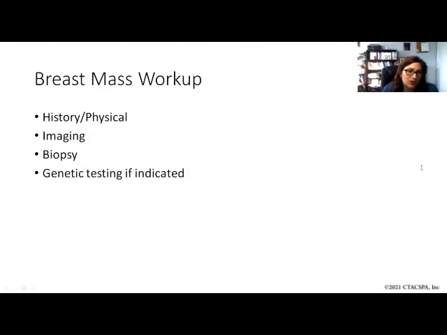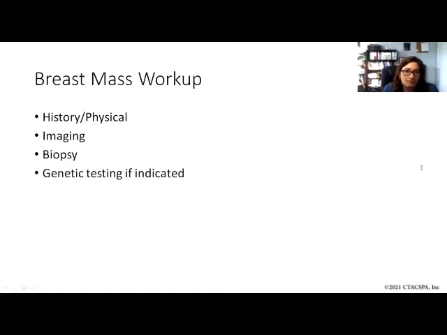Furthermore, in your history, you want to ask for risk factors, pregnancies, age of menarche, basically duration of unopposed estrogen, and then do a physical exam. And the physical exam is both breasts and both axillae and cervical and supraclavicular lymph nodes.